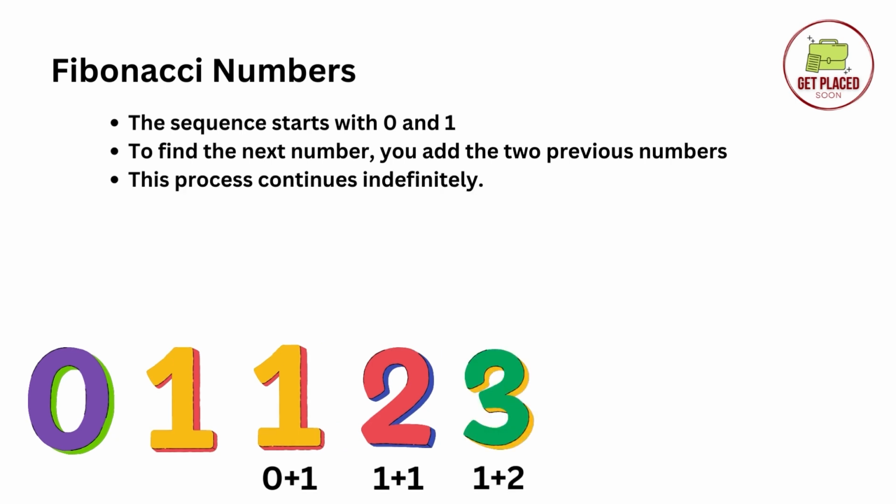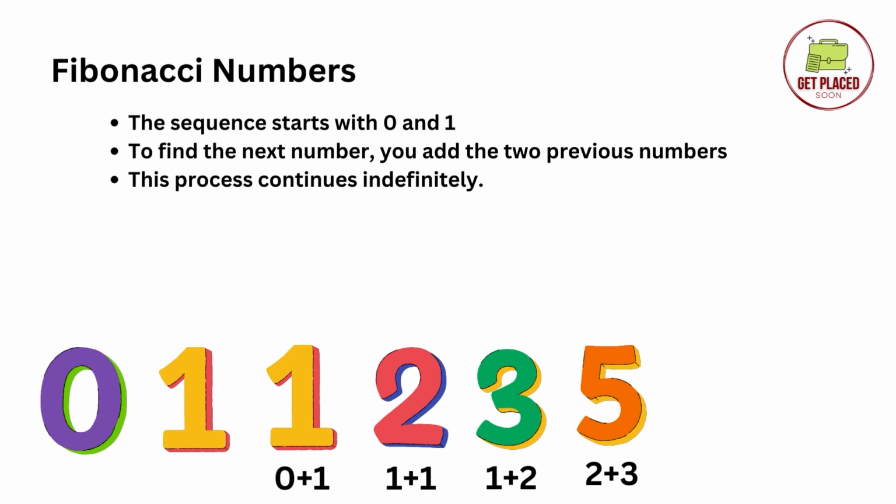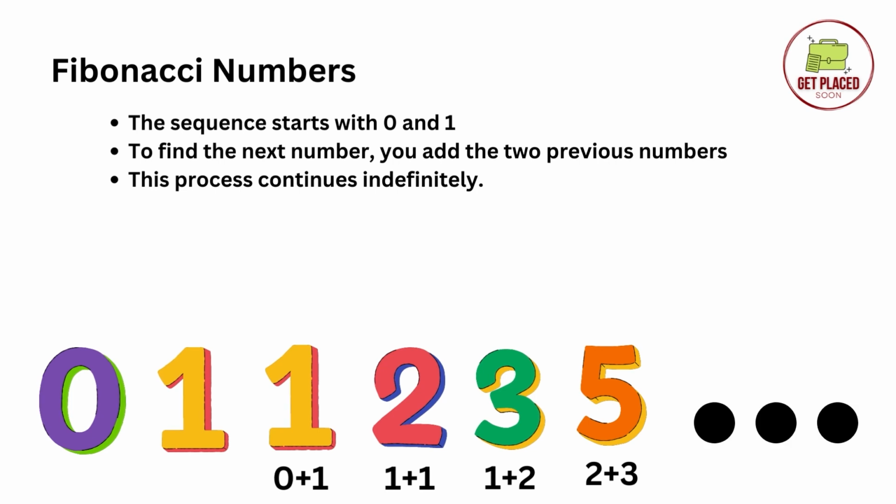And this process continues indefinitely, which means this Fibonacci series is an infinite series. You keep on adding the last two numbers, you get the next digit. So this is an infinite series. Now 2 plus 3 is 5. Now 3 plus 5 is 8 and so on. So this is how we get Fibonacci numbers.